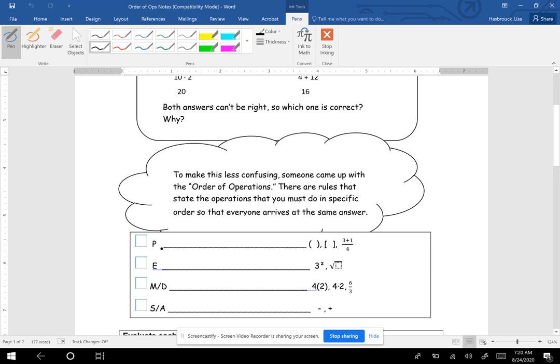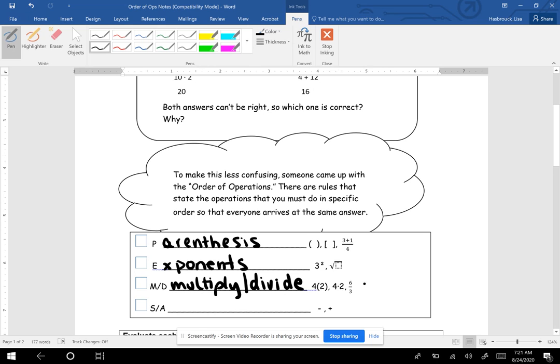A lot of you know PEMDAS as a way to remember order of operations. P stands for parentheses. These are grouping symbols. E stands for exponents. So that can be something like squared, or square root is also an exponent because it's the opposite of squared. M is multiply. D is divide.